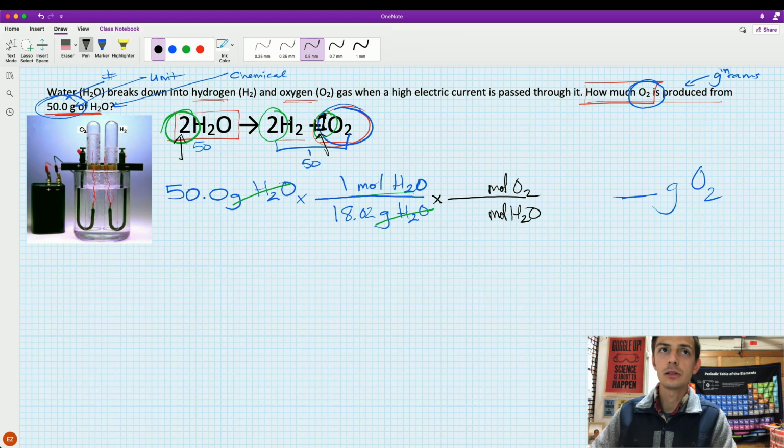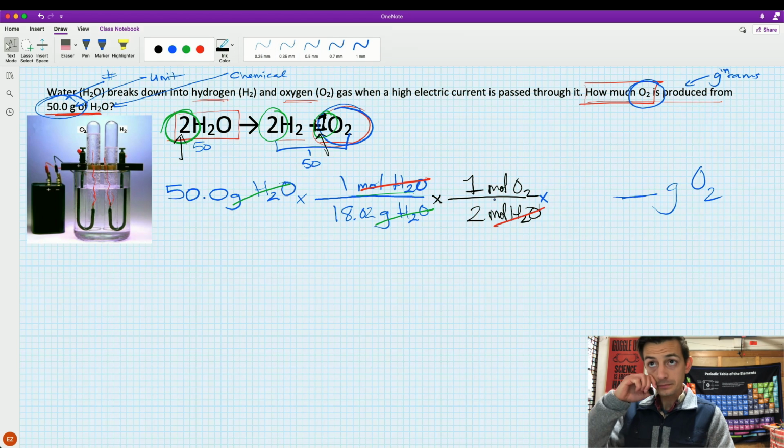And now I just need to look at the equation to get my values. So 1 mole of oxygen on top and 2 moles of water on the bottom. And I cross-cancel my moles of water. And I'm almost there, because now I'm in moles of oxygen. So this conversion is going from grams of water to moles of water, and then from moles of water to moles of oxygen. And the final step, though, is for me to convert from moles of oxygen to the grams of oxygen that I'm trying to get to.